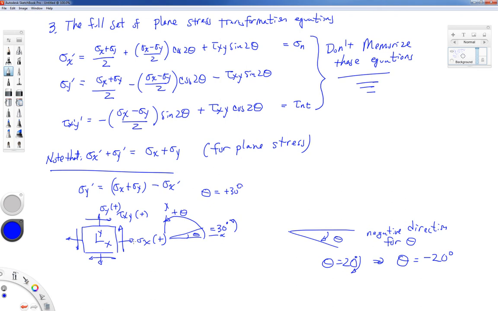So you need to know this sign convention. Again, let's say it again. Positive shearing stresses are on the positive X face and point in the positive Y direction. Positive normal stresses, sigma, are in tension. So be careful with that sign convention. All right, let's make a little bit of room and let's do an example with some numbers.